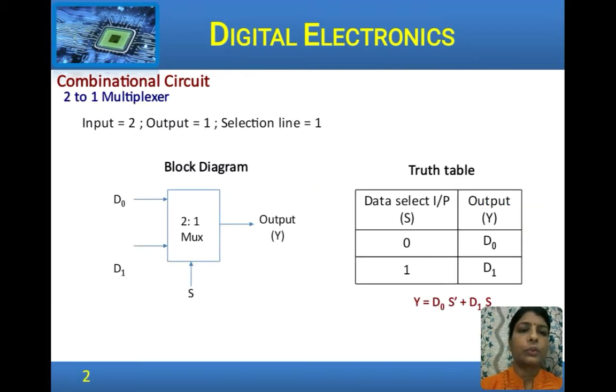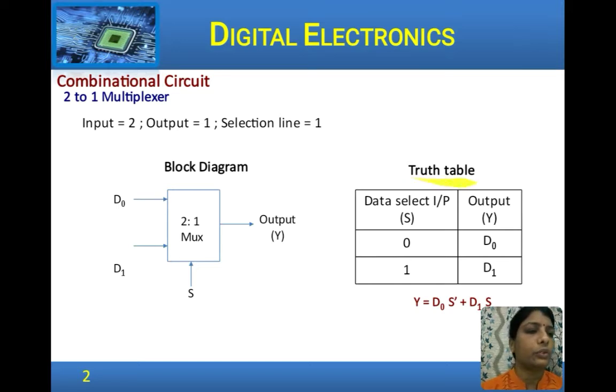Let us look into a 2:1 multiplexer. A 2:1 multiplexer has 2 inputs and 1 output line. Since we have 2 inputs, we require 2 power 1, that is 1 select line. So, this is the block diagram, a 2:1 mux. There are 2 input lines, 1 select line and 1 output line. For a given value of the select line, one of the inputs is selected.